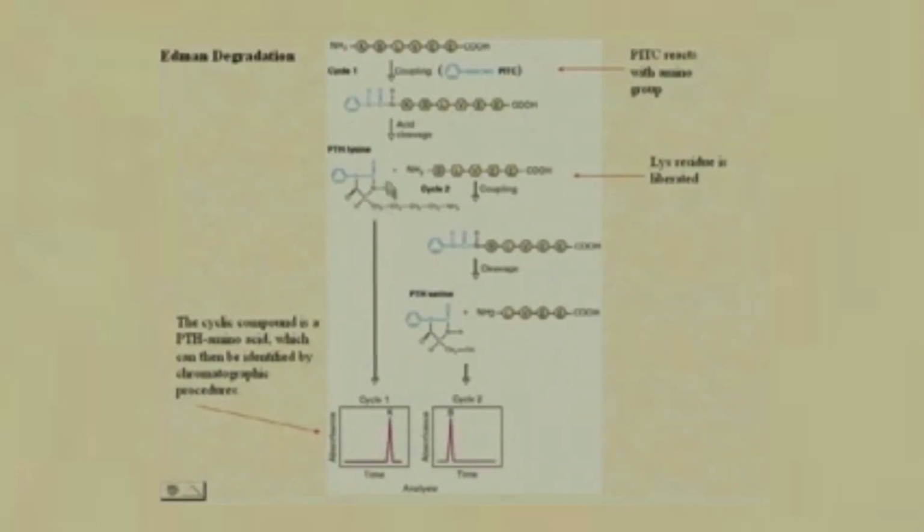So what is going to happen? In my first step, I am going to release the first amino acid. In the second step, the second amino acid. So I keep on doing the cycle: cycle 1 will release one amino acid, cycle 2 will release another amino acid.